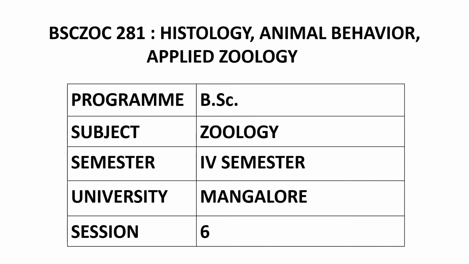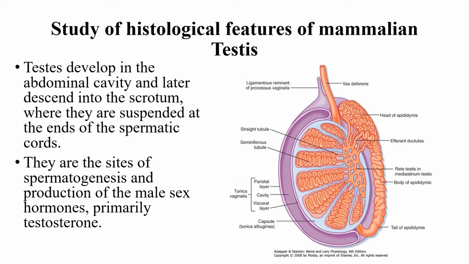In this session, we shall consider the study of histological features of mammalian testis. As we all know, the mammalian testis is the male sex organ that synthesizes and secretes androgens, as well as it is the site of spermatogenesis.